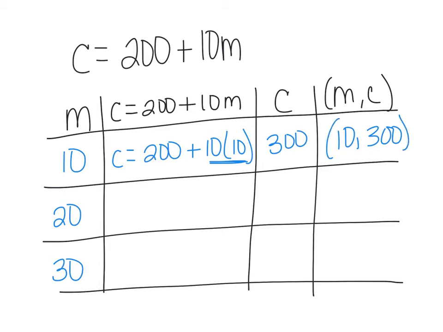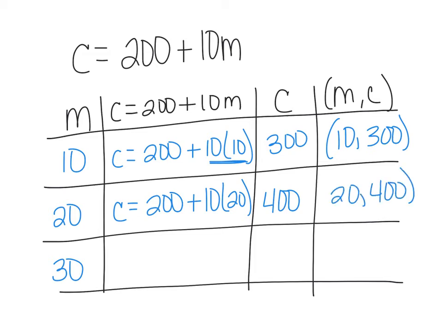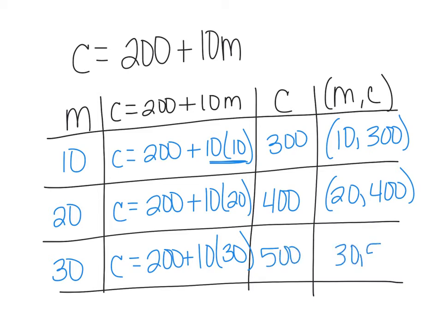Now I'll do the next line. So I'm going to substitute 20. So I'll have C equals 200 plus 10 times 20. Well, 10 times 20 is 200, plus 200 more would be 400. So if I'm on the elliptical for 20 minutes after weightlifting, I will have burned 400 calories. So my ordered pair is 20, 400. And last but not least, I'll do 30. So C equals 200 plus 10 times 30. 10 times 30 is 300, plus 200 would be 500, and my ordered pair would be 30, 500.